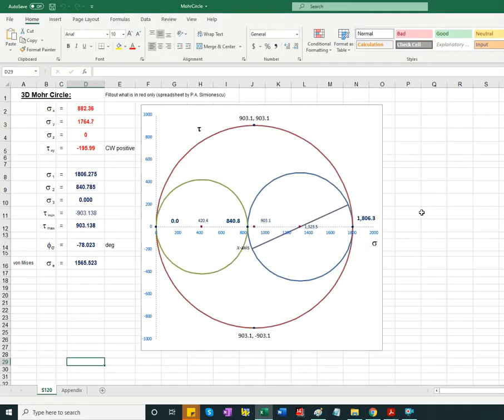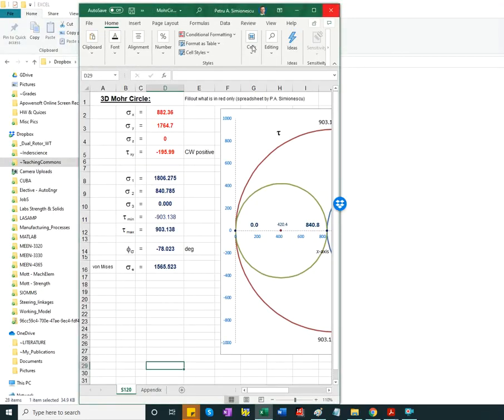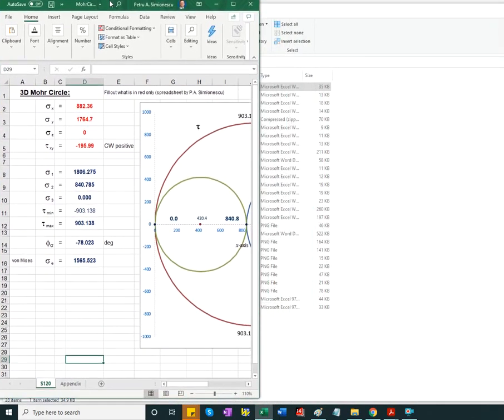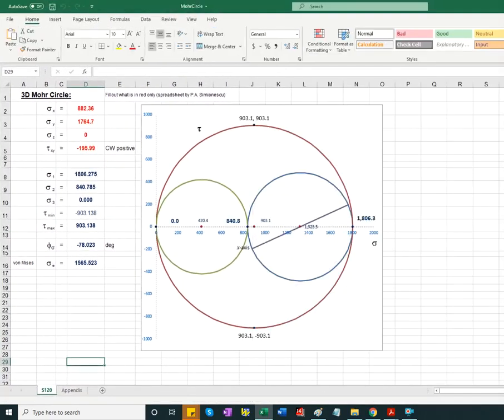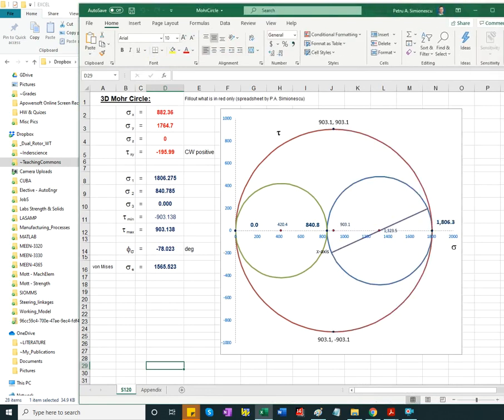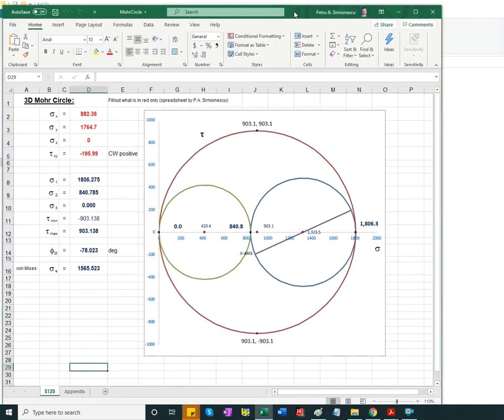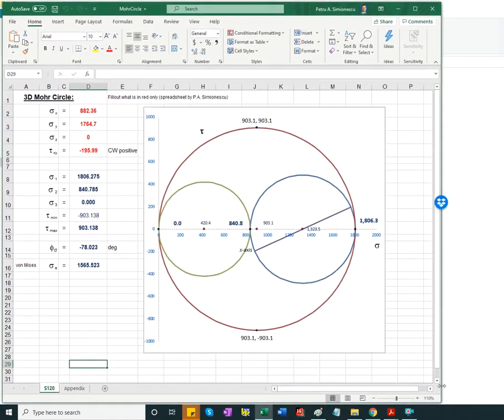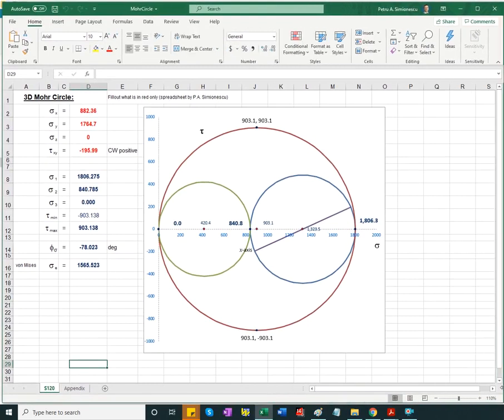exam situation, you're not allowed to use it. The exam will be in class. You can, of course, check your work with the spreadsheet, but to my knowledge, and I'm going to look and see if I can find, there are some nicely done online apps that do just that, the Mohr circle.